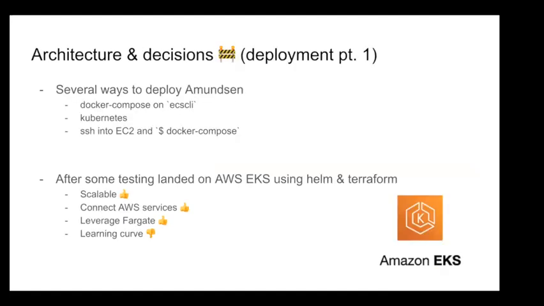Great. So the first big step in this project was figuring out how to deploy Amundsen and what our architecture was going to be. We spent a lot of time here. We did a couple of different POCs with how we're going to deploy it. So we tried using the Docker Compose file using the ECS CLI, ECS being Elastic Container Service, AWS's container orchestration offering. And you can actually deploy Compose files from there.